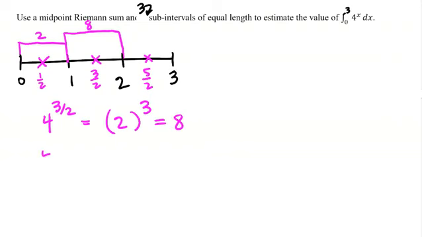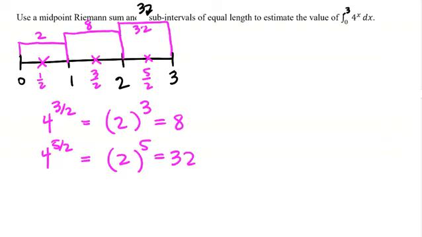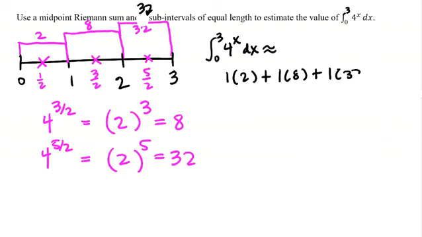And then 4 to the 5/2, again, take the square root first. We know the square root of 4 is 2. 2 to the 5 equals 32. Oh yeah, this is really not going to be drawn to scale. It's on a logarithmic scale. And so we are going to actually approximate this integral. So the integral from 0 to 3 of 4 to the x dx is approximately equal to 1 times 2 plus 1 times 8 plus 1 times 32. So that's looking like 42.